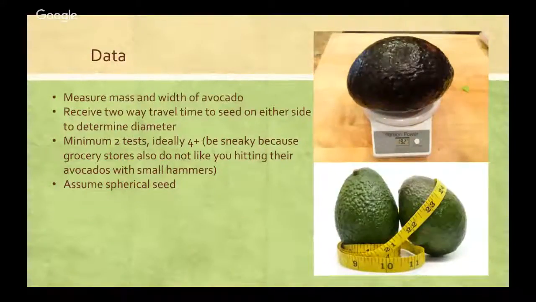So we need to find the mass of the avocado to compare to the seed. And ideally, we're going to get the 2 tests and a little bit of repetition on this slide.